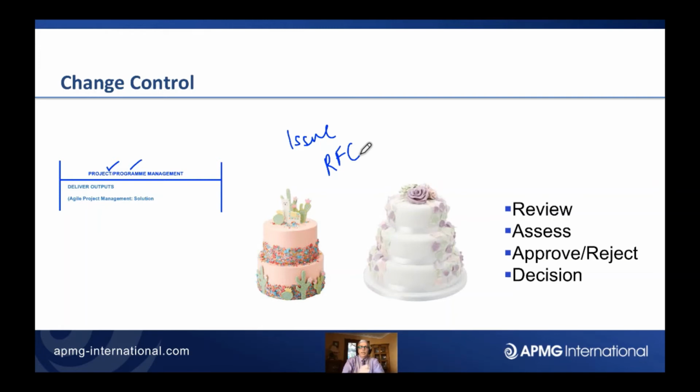We can increase the number of slices we can get out of this. So that will be a benefit. But also, what are the risks? Because if we go for the three-tier cake, is it likely to tip over?